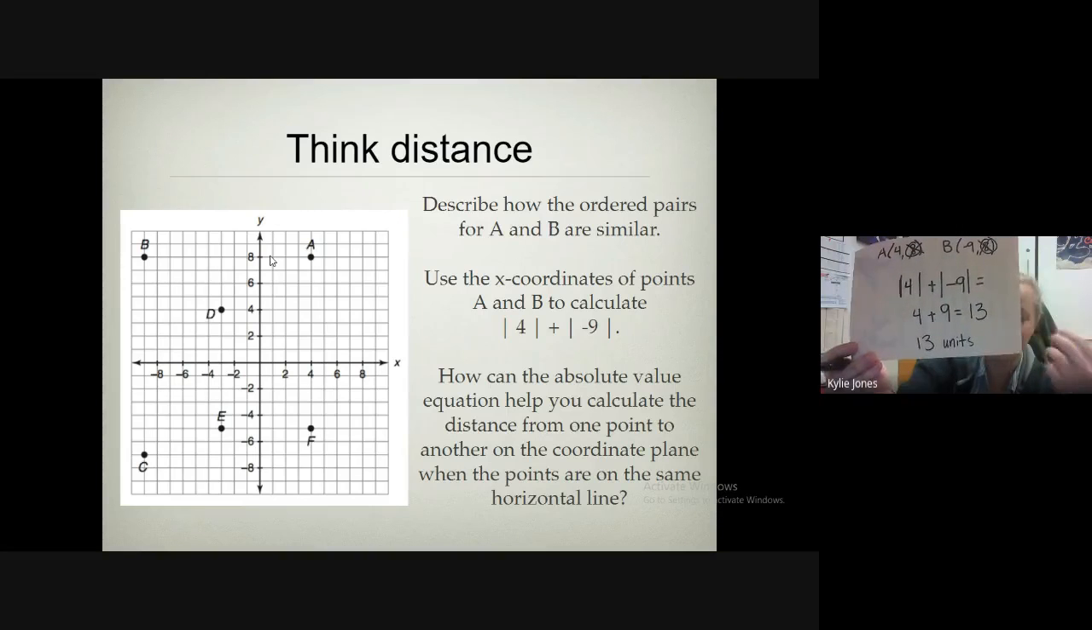Now, we have this graph here. How could I check that I did this correctly and the distance is 13? What could I do?